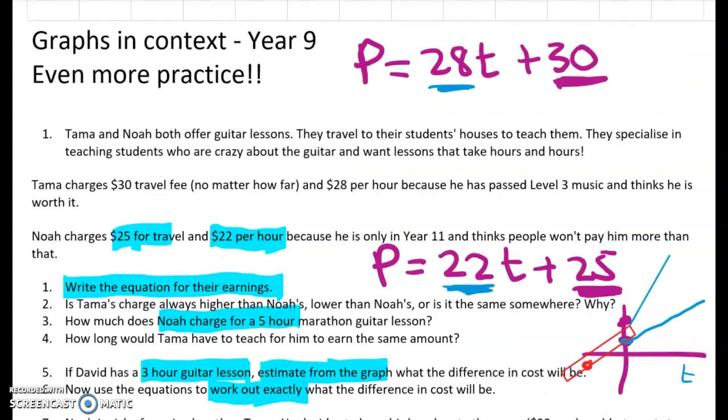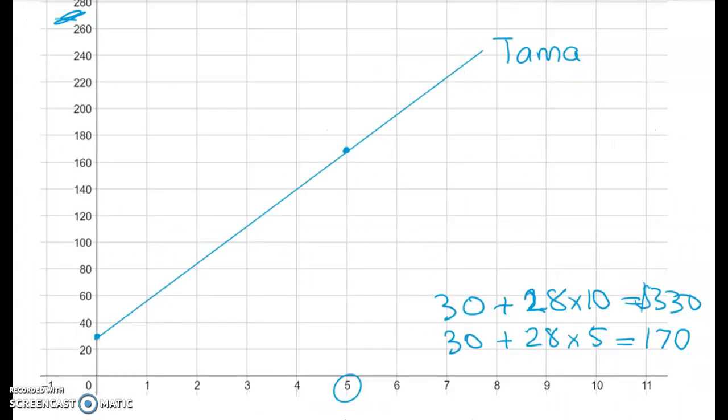Okay, so Noah charges $25 for travel and only $22 per hour. So the 22 we can put on here in a different colour. Let's put him on there. There's 22. Well, let's pick a 10-hour lesson. So 25 times 10, that would give us 272. Hard to get that dead right, but we'll try it.